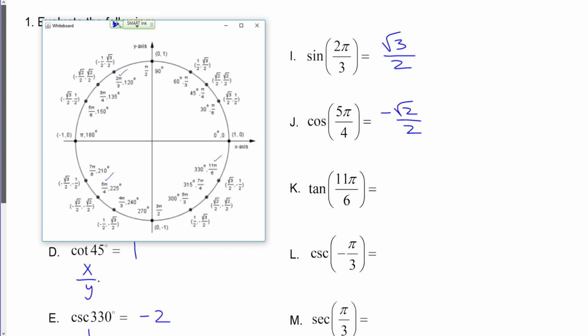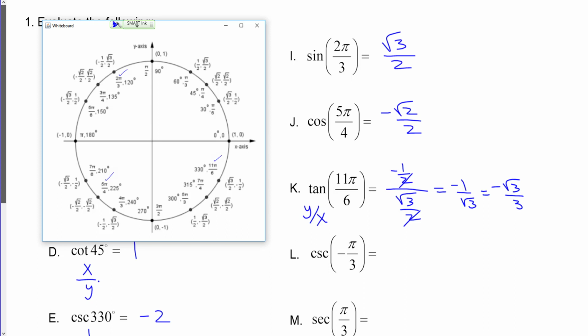Tangent of 11 pi over 6. So tangent is going to be y over x, which in this case would be negative 1/2 over root 3 over 2. So if you invert and divide, the 2's will cancel, so it's negative 1 over root 3, so negative root 3 over 3.